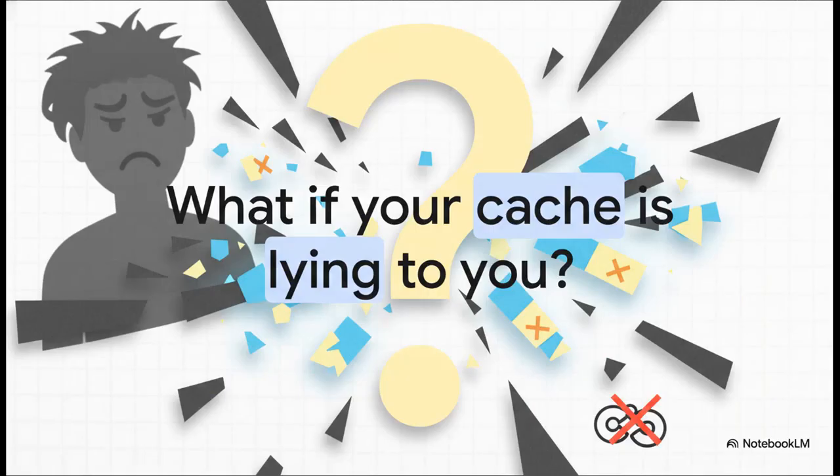I want you to really think about this for a second. What if the data your application is showing to your users is just plain wrong? See, stale data from a cache isn't some minor glitch. It can cause some of the most infuriating, impossible to reproduce bugs you will ever face. The stakes here are incredibly high.